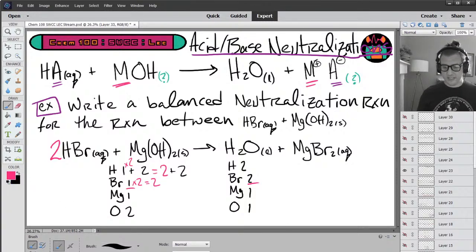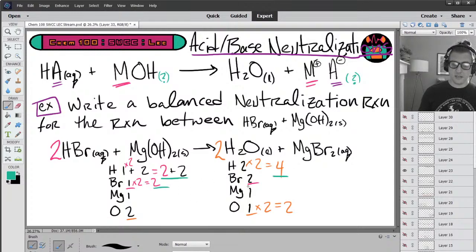Another one that's an easy fix is oxygen. Right, I've got 1 on the product side, 2 on the reactant side, so I need to multiply H2O by 2. This is going to change oxygen and hydrogen simultaneously, and as luck would have it, sorry, that's not a 4, it should be a 2. Balance the entire thing in one fell swoop. Now we have 4 H's on both sides, 2 bromines, 1 magnesium, 2 oxygen. So we're good. This is the balanced neutralization reaction between hydrobromic acid and magnesium hydroxide.